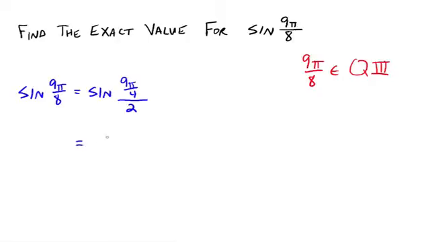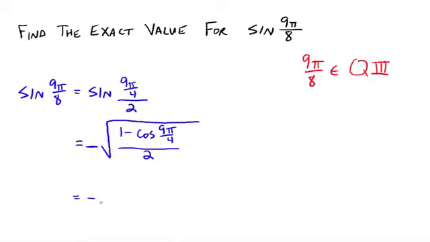our little identity, and that's going to equal square root of 1 minus the cosine of 9 pi over 4, your angle A there, all divided by 2. Now, out in front here, is it going to be a plus or a negative sign? Well, what quadrant was 9 pi over 8 located in? Right, it's in quadrant 3. So sine of an angle that's in quadrant 3 is always negative. So we put a negative sign out in front.